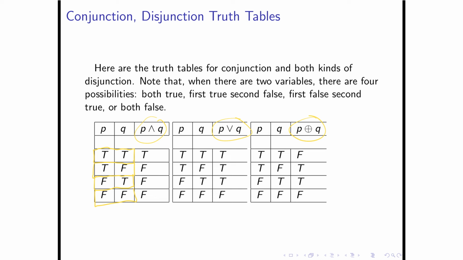When it's conjunction, we get truth only in this first row and not in any of the other rows. When it's disjunction, we get truth everywhere except at the last row. So it is only false in the last row. And then when it comes to exclusive disjunction, we get false on the first and last, but true everywhere else. So there are the truth tables for these operators.